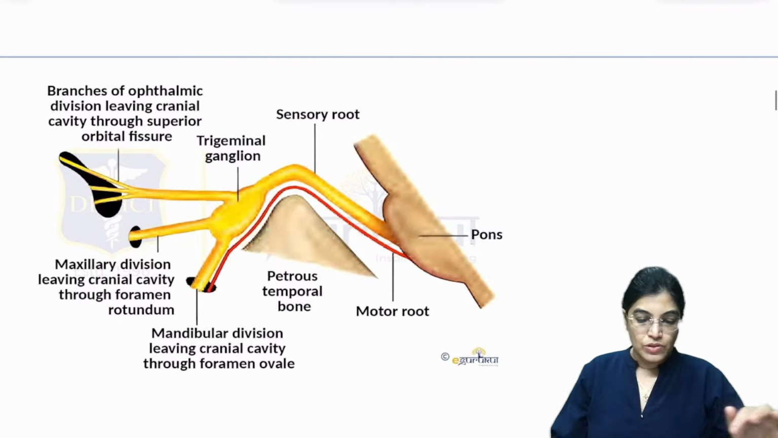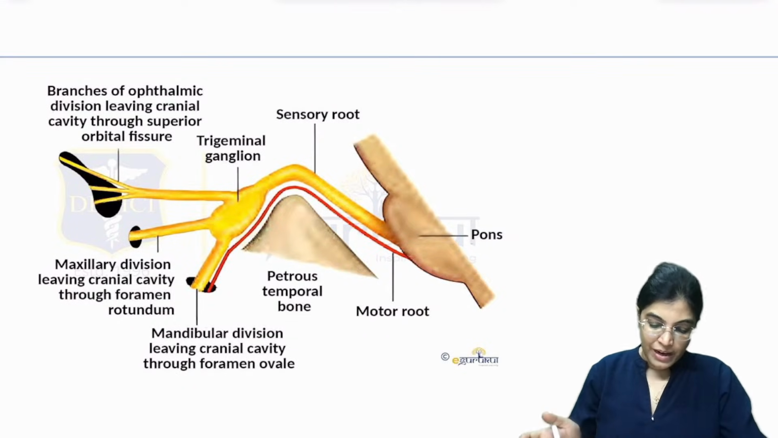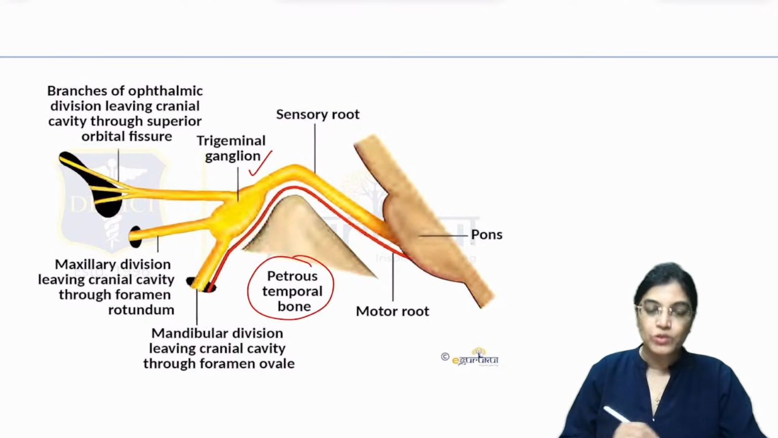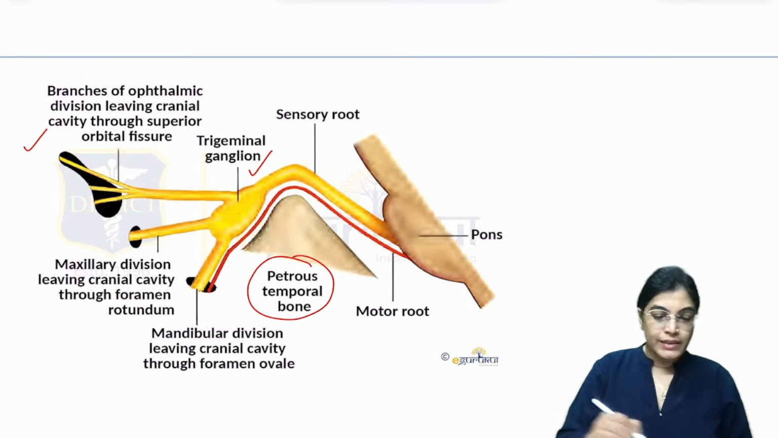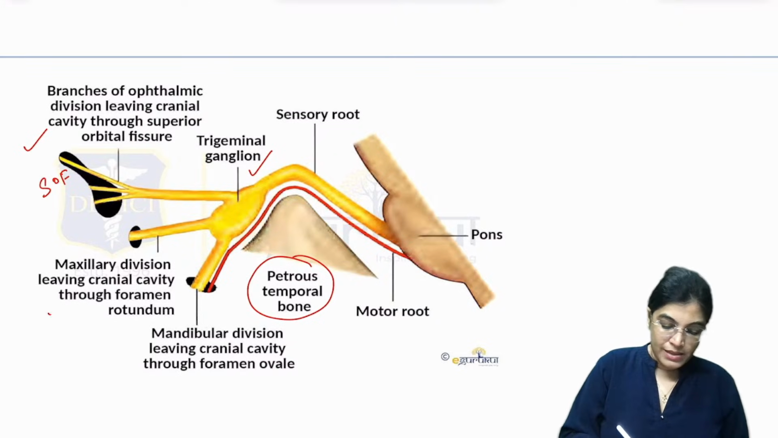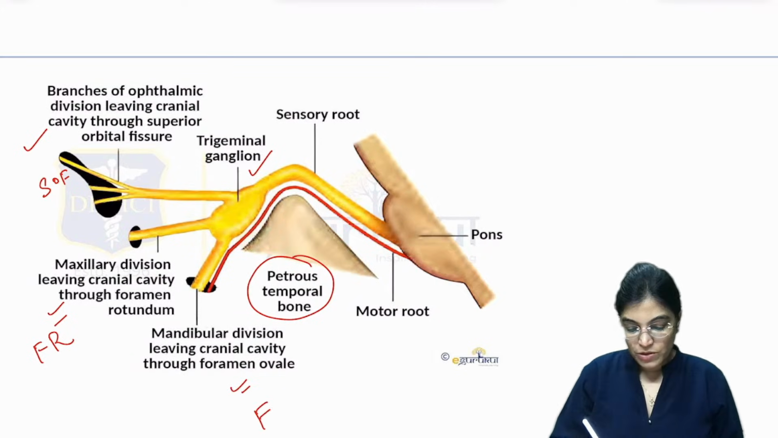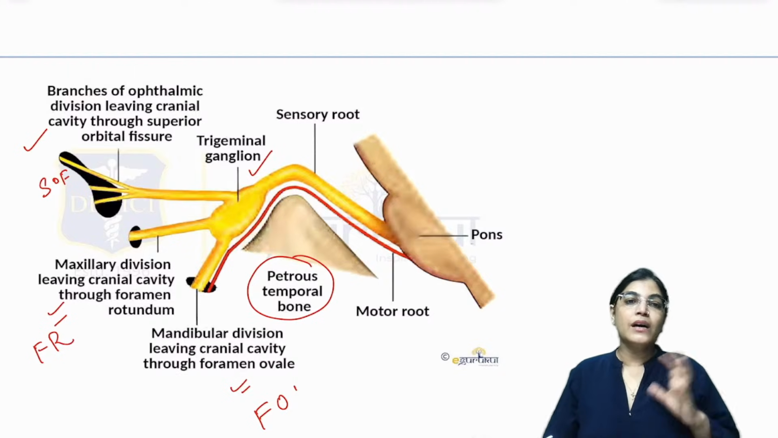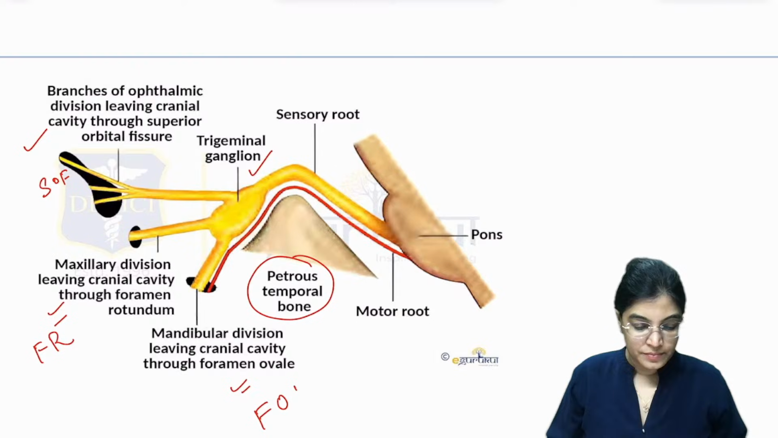I would also like to show you this image. If you see the sensory and motor components, here is the trigeminal ganglion, located at the petrous part of the temporal bone, which was a correct statement. It has 3 divisions. The ophthalmic division traverses the superior orbital fissure. The maxillary traverses the foramen rotundum, and the mandibular division of the trigeminal nerve passes through the foramen ovale. These foramina are located in the middle cranial fossa.